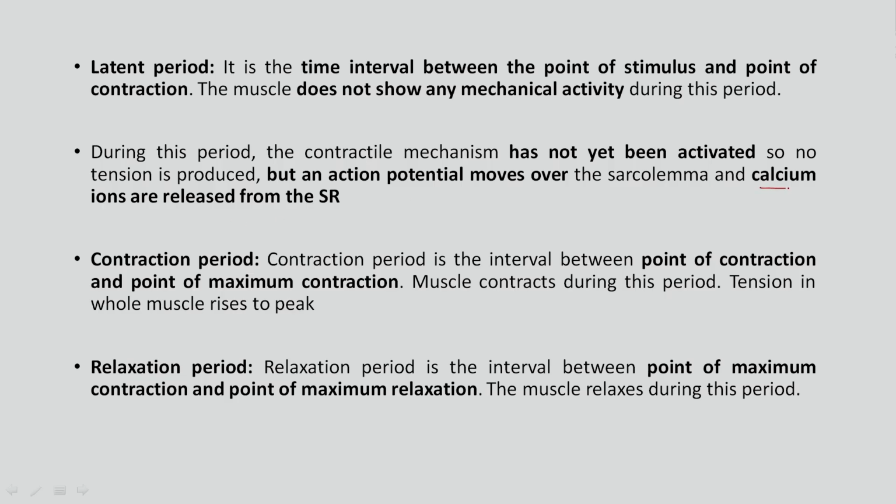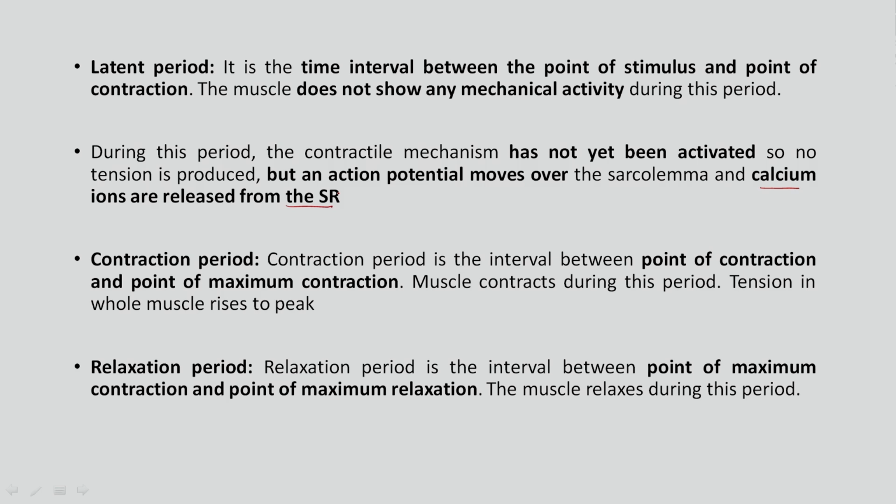So, what will happen here? The calcium ions will be released from the sarcoplasmic reticulum, because the stimulus has been applied. This stimulus will go and stimulate the muscle cells to release a sufficient amount of calcium, but no contraction takes place. So, that is called the latent period.